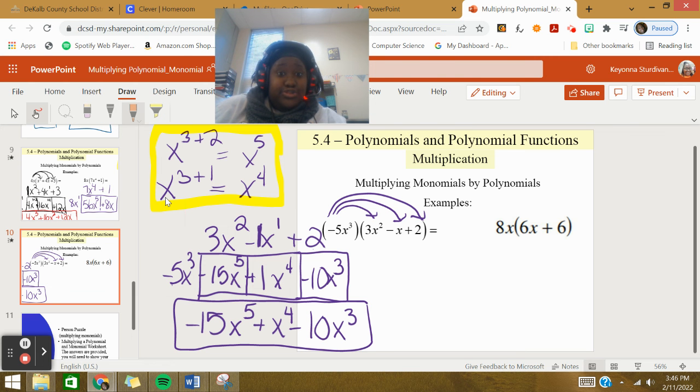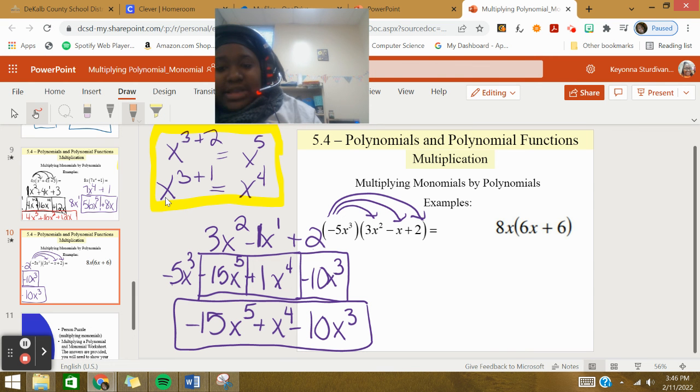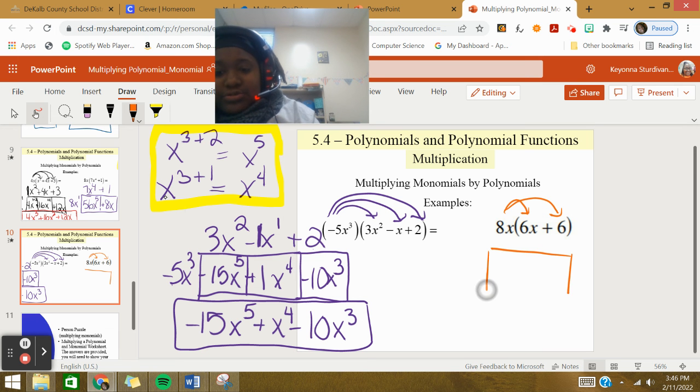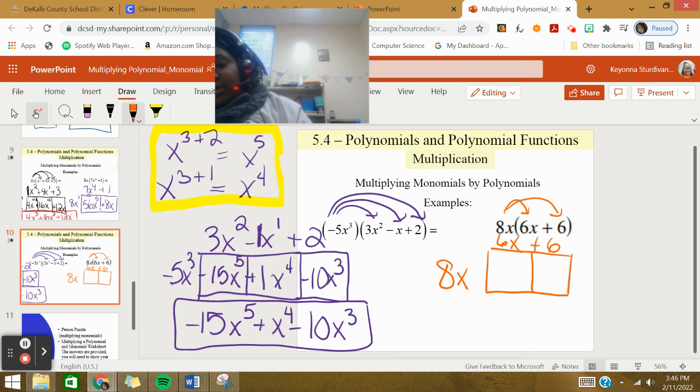Let's do orange. All right, so this one, I have a monomial times a binomial. Again, I need a 1 by 2 box. If you want to use the distributive property, you are free to do so. We have 8x here, and we'll have 6x plus 6. I'm going to write my exponents in here. We have x to the first, and we have x to the first here. I'm going to write this up here.